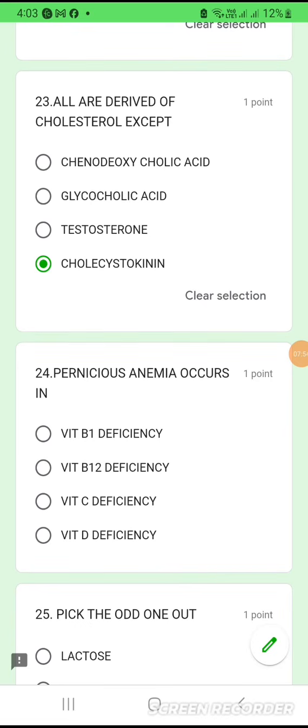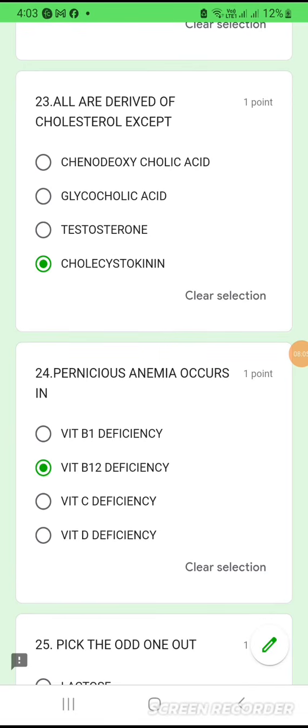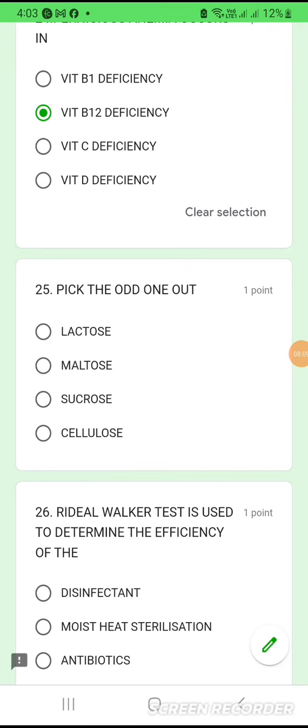Coming on to 24th question, pernicious anemia occurs in vitamin B1, vitamin B12 deficiency, vitamin C or vitamin D. So you know it's an easy answer. Vitamin B12 deficiency causes pernicious anemia. Pick the odd one out. Lactose, maltose, sucrose or cellulose. That is also easy. The one which is odd one out here is cellulose.